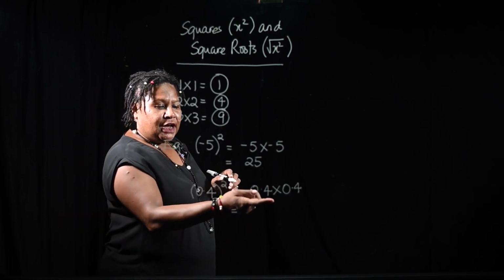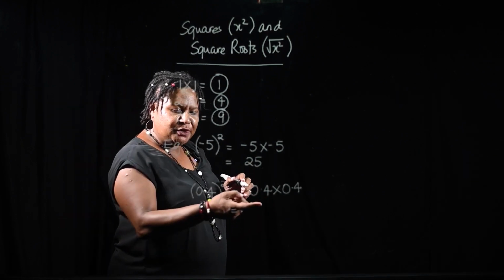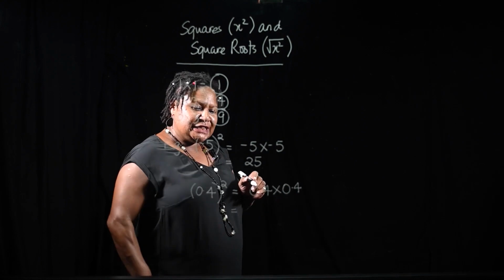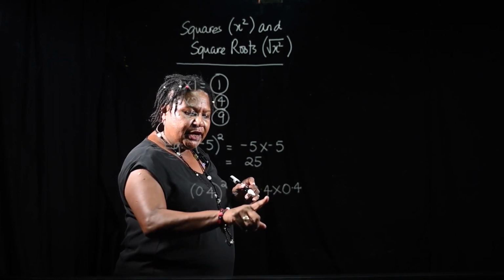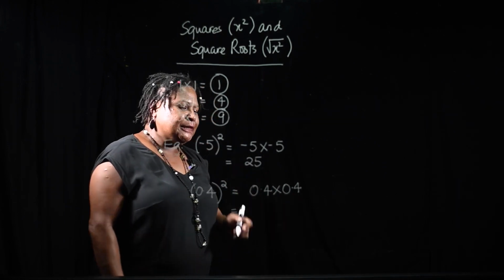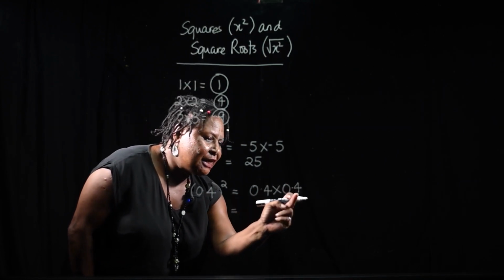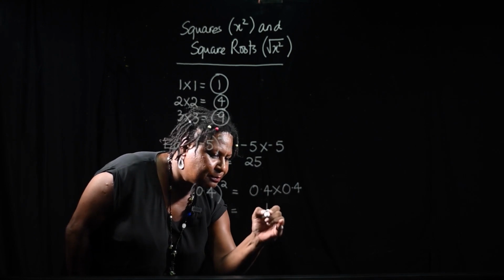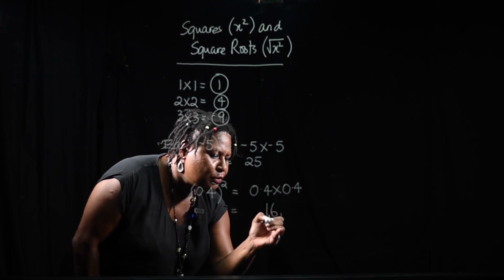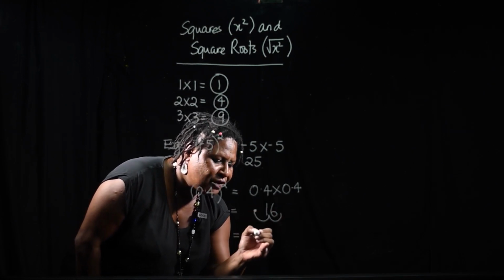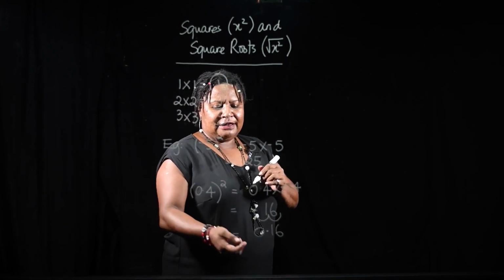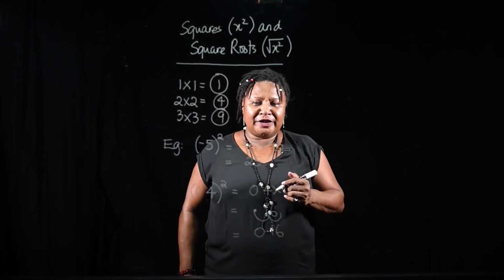Now, I hope we did not forget this skill. When you are multiplying decimals, you first need to count the number of decimal places in the question. Here we have 0.4 and 0.4, that is 2 decimal places. Then you multiply the numbers that are in the question. 4 times 4 is 16. Because there are 2 decimal places, we have to move our decimal point twice. So your final answer will be 0.16. That's what we do when we are squaring numbers.